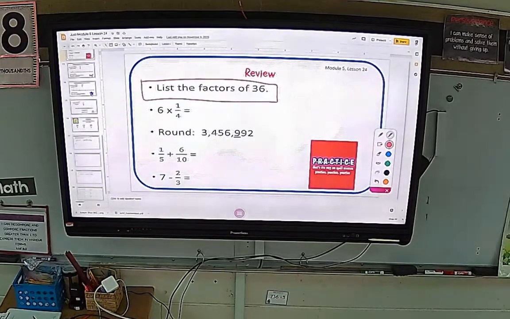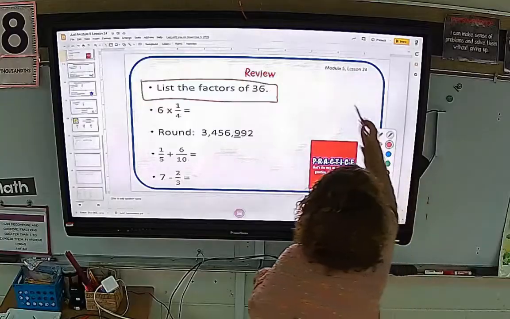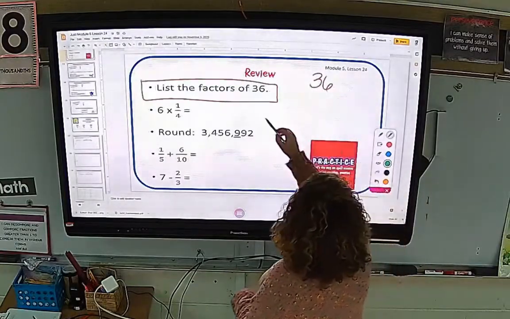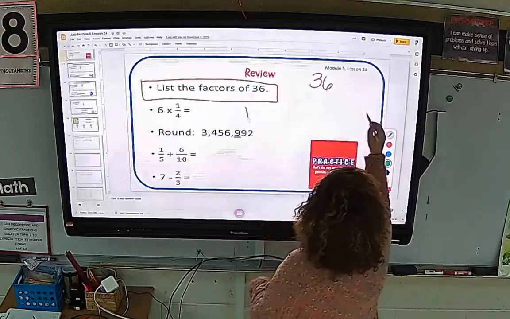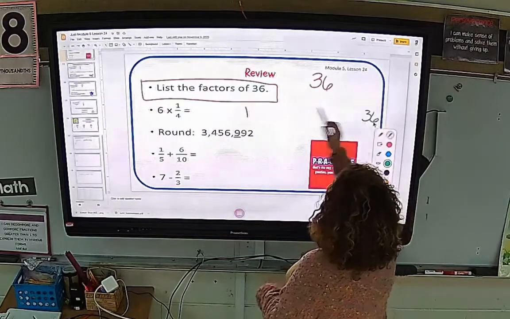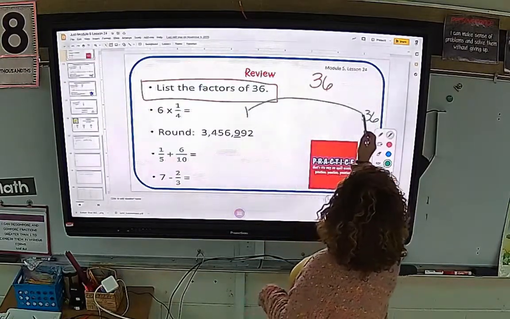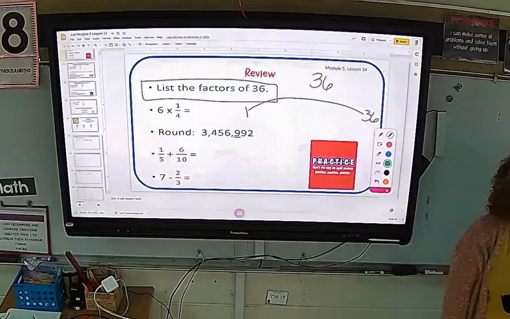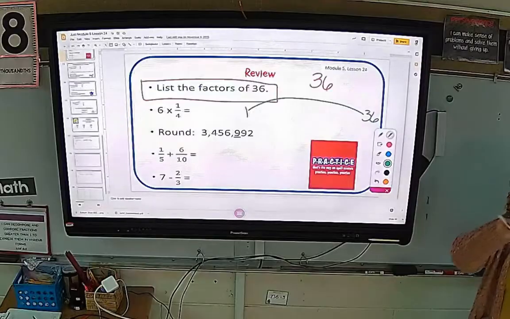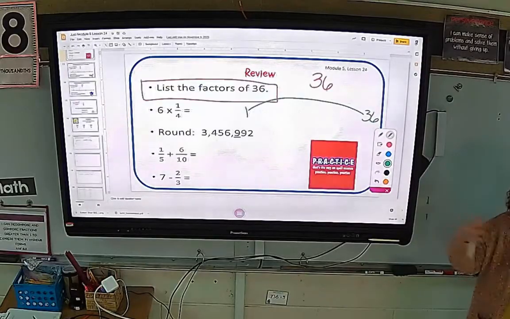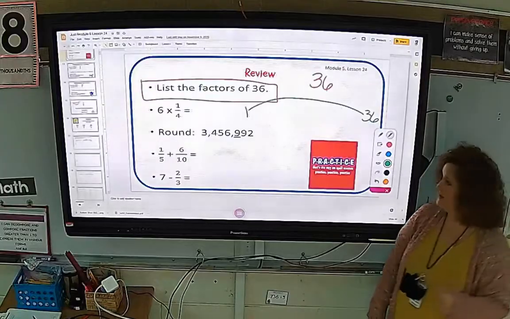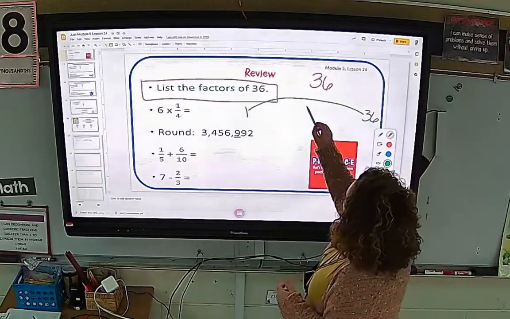See what we've got so far. This is the number 36. What are our factor pairs? We know 1 and 36. Sometimes we forget that one because it's so simple. But other than 1 and 36, what else makes 36 through multiplication? What are some other factor pairs? 6 times 6. And that's the same number.